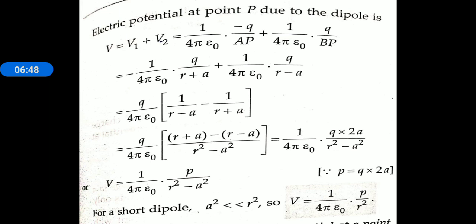Now for a short dipole. Short dipole means when the distance between the two charges is very small in comparison to the distance of the point of observation. Here the point of observation is at a distance R, and the distance between the two charges is 2A. So A square is very less than R square, then we can neglect A square in comparison to R square, and the resultant potential will become 1 upon 4 pi epsilon naught P upon R square. So this is the expression for the electric potential due to a short dipole at its axial point.